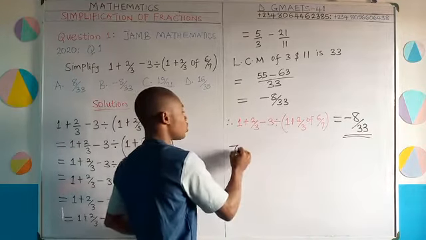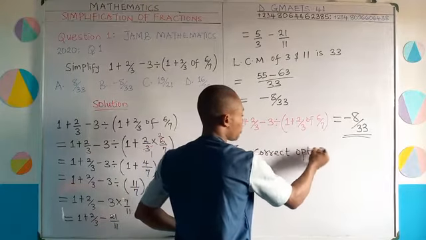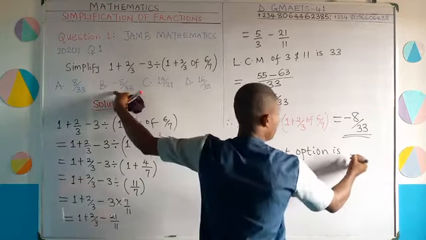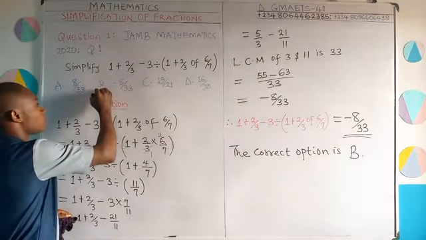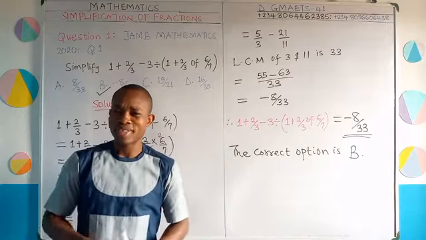So the correct option in the question is what? The correct option in this Jamb question is option B. So I'm going to come here and then take this option. That's the correct answer. I hope you enjoyed this, right?